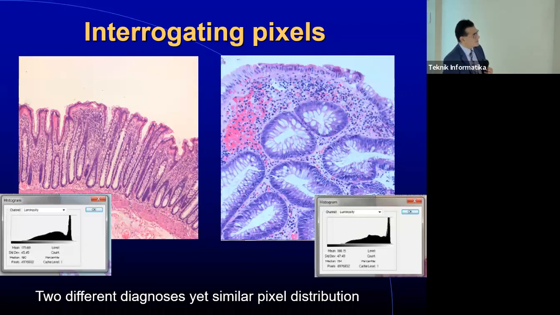And so you have two completely different diagnoses. These are two completely different things. That's an adenoma, this is normal mucosa, and yet the pixel profile will have a similar distribution.